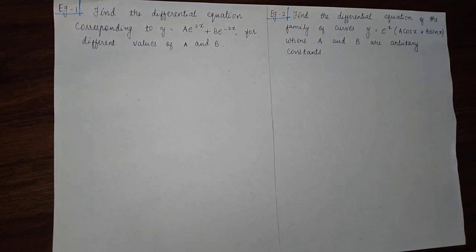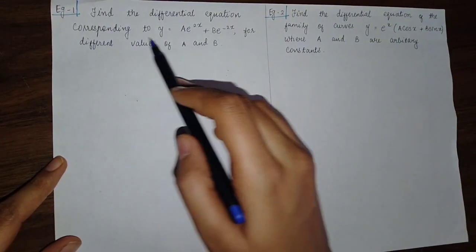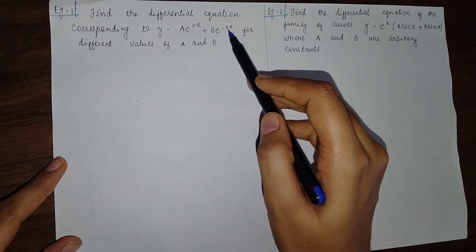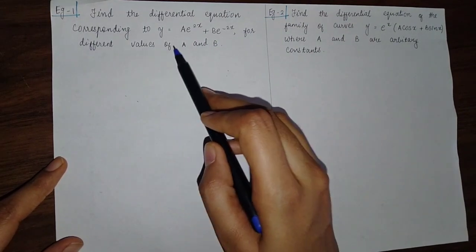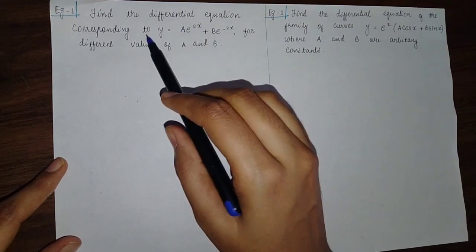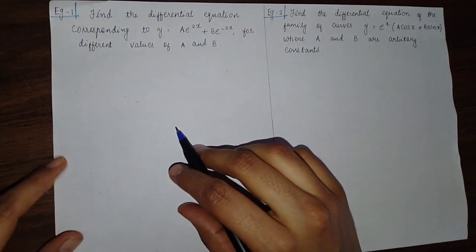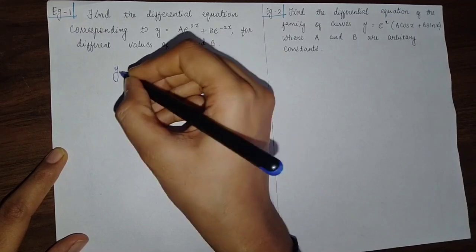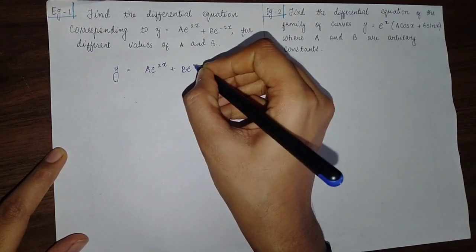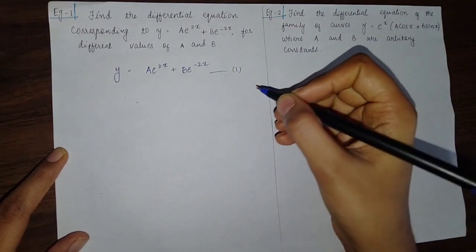Okay. So example 1: find the differential equation corresponding to y equal to a e raised to 2x plus b e raised to minus 2x for different values of a and b. So here we have to find the differential equation for the given equation y. So how can we find it? First of all, what is given? y equal to a e raised to 2x plus b e raised to minus 2x. Let us consider it as equation number 1.